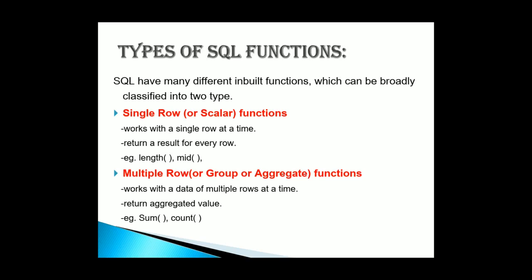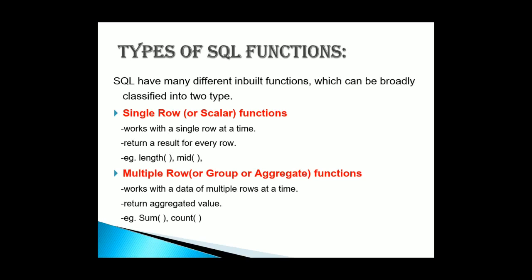them into two parts. One is the single row function, also termed as a scalar function, and another is the multiple row function or group or aggregate function. So single row functions work with a single row at a time, and give a result for every single row, like the length function where we pass a string as the parameter and it will give you the length of that particular string.